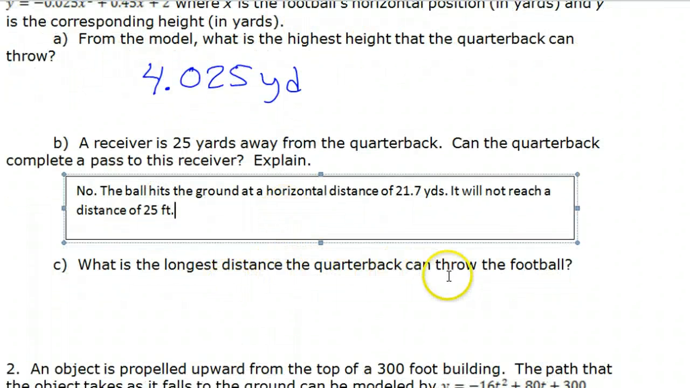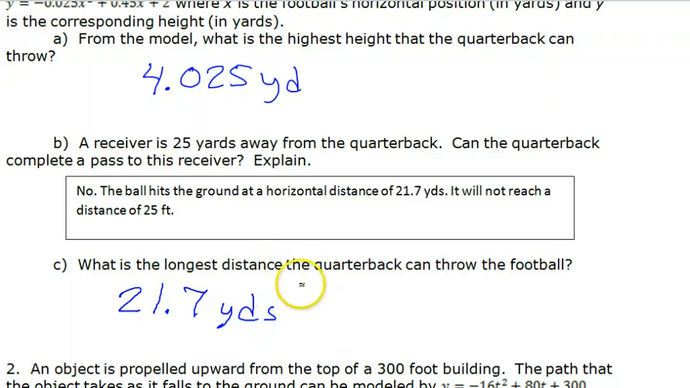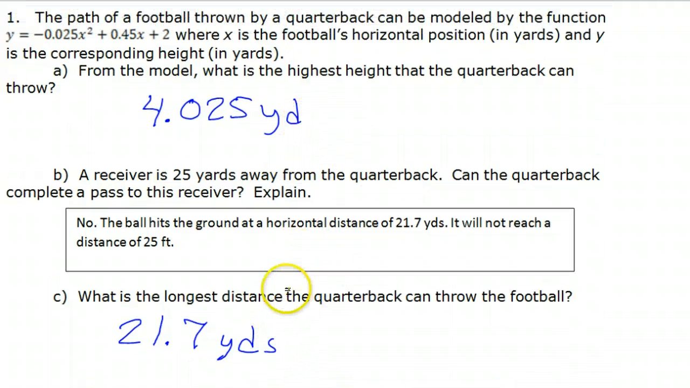What is the longest distance the quarterback can throw? Well, we already answered that. The longest distance is 21.7 yards. Right? We had to answer question C automatically in order to answer question B. So 21.7 yards. Okay. So that's it for problem number 1.